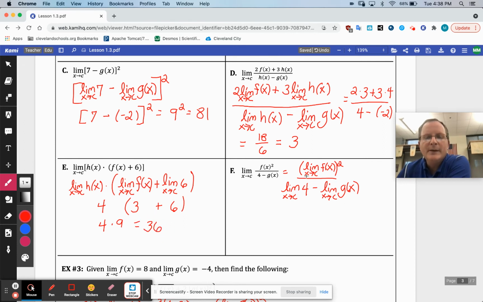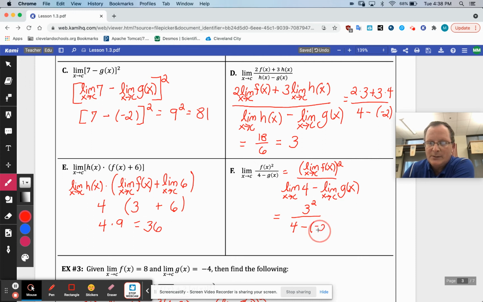All right, this one looks cool. So this one's having us square after I take the limit, and then the denominator, we just have a 4, all right? And then it's minus the limit as x approaches c of g of x. So up top, I'm going to have the limit as x approaches c of f of x, which we know is 3, and then we square that. So we're going to square afterwards, and then the denominator is just going to be 4 minus, and then the g of x was -2.